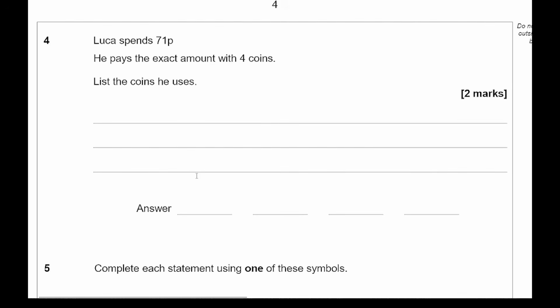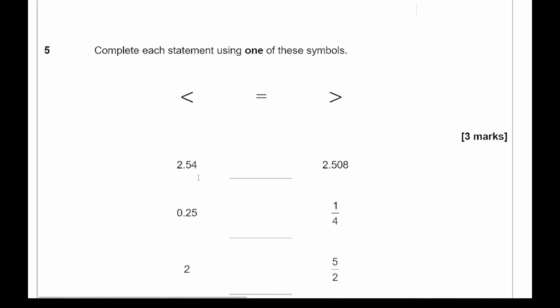Moving on to question 4, it says Lucas spends 71 pence. He spends the exact amount with 4 coins. List the 4 coins that he uses. Now you can write this in any particular order, but the coins are going to be 50p, 10p, another 10p and 1p.